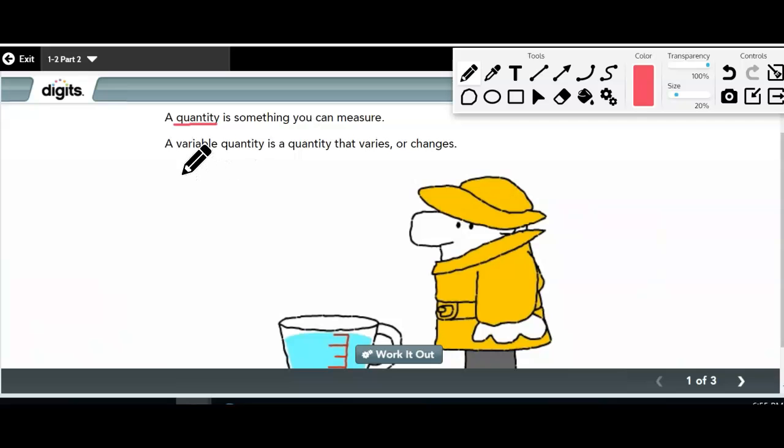For the second one, you should be writing variable quantity. This is a quantity that varies or changes. So how much rain do you get each year? Well, it changes from year to year, so we cannot measure how much rain you're going to get every single year. Okay, that is going to change from year to year. That makes it variable.